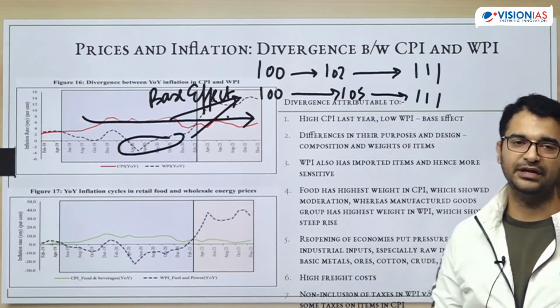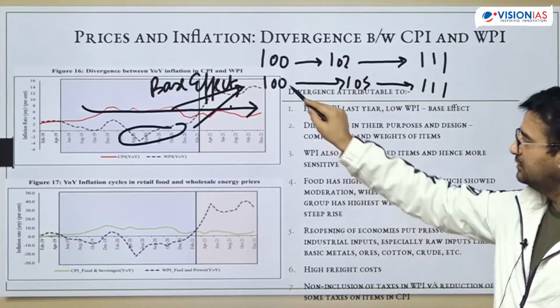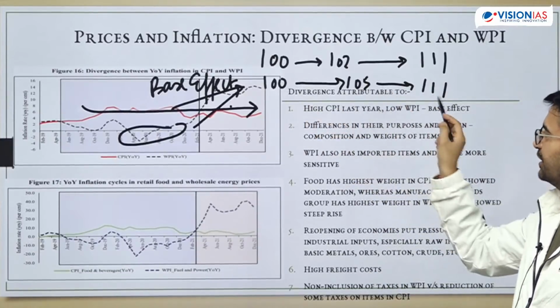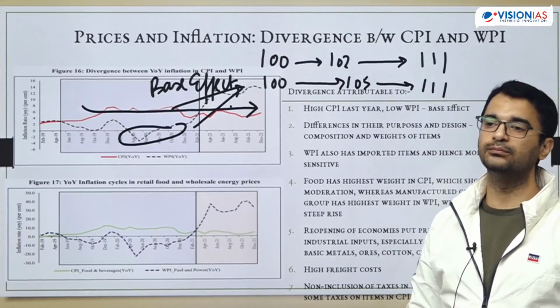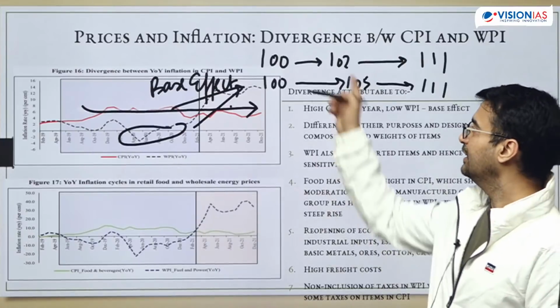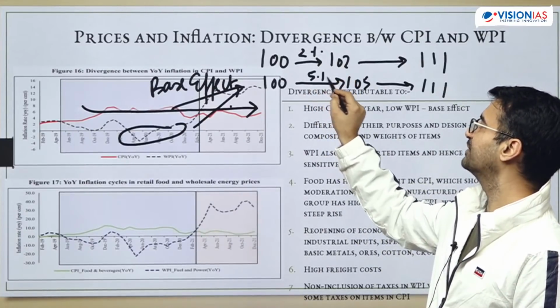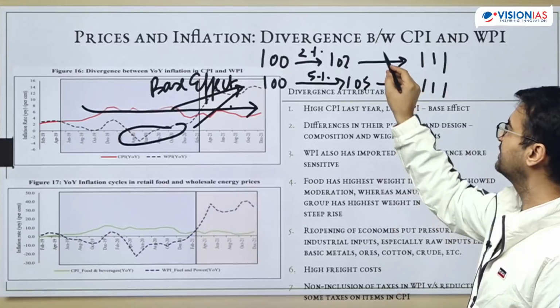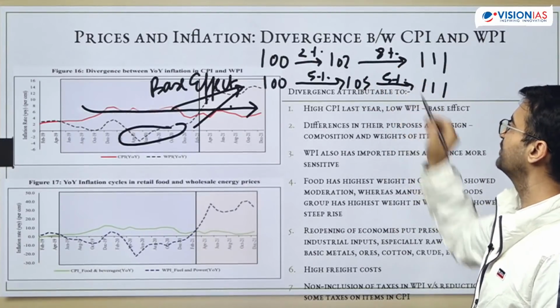So in 2 years, within 2 years, this has gone from 100 to 111. This has also gone from 100 to 111. Whereas if you look at the rate at which both these things have happened, in this year this had grown by 2%, whereas this had grown by 5%. In this year this had grown by about 8%, whereas this had grown again by 5%.